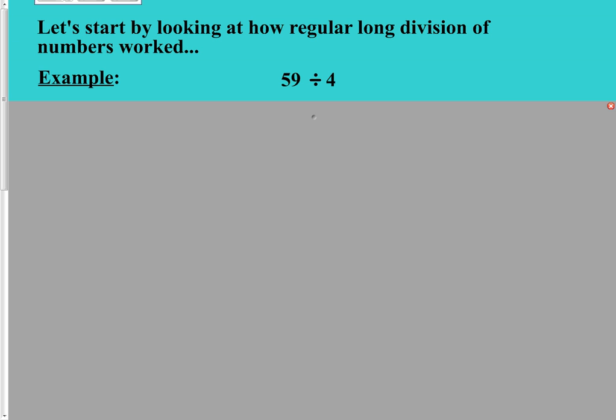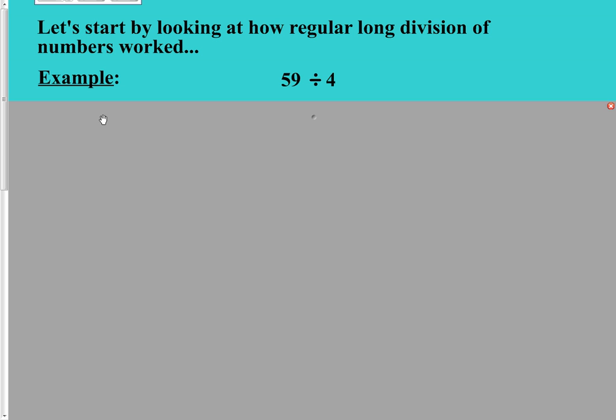Okay, so we're going to start off working a problem very similar to what you might have had to work back in elementary school, and it is simply doing long division involving two constants, 59 divided by 4. Now, 59 is what we call the dividend. It is the value that is being divided into, and 4 is the divisor. It is the value that is actually doing the dividing.